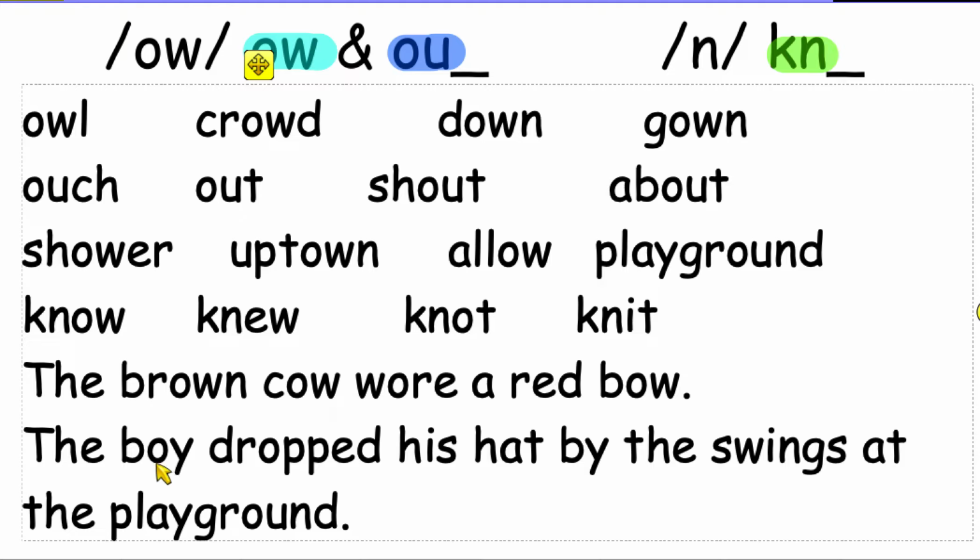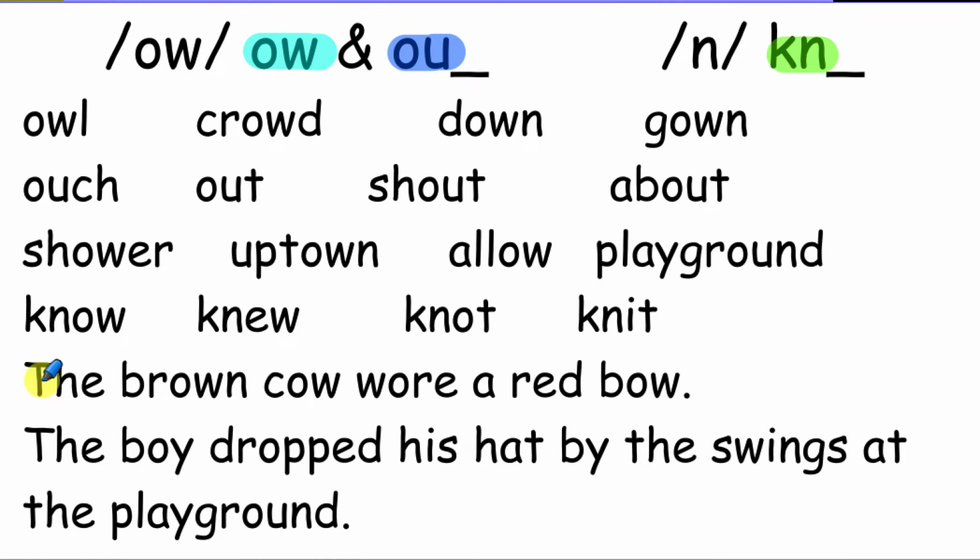In the next sentence. The boy, ball word, dropped his hat by the swings at the playground. Ball words. The brown, red, the, boy, his, by, at. Brown and red and by, I think, are the new ball words.